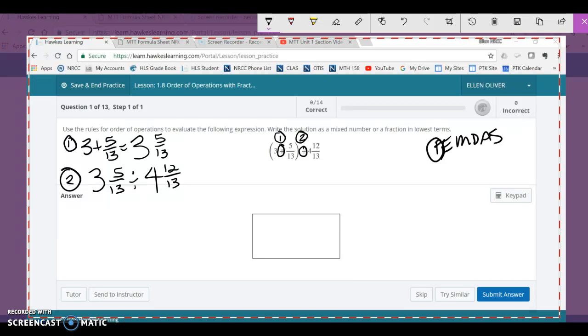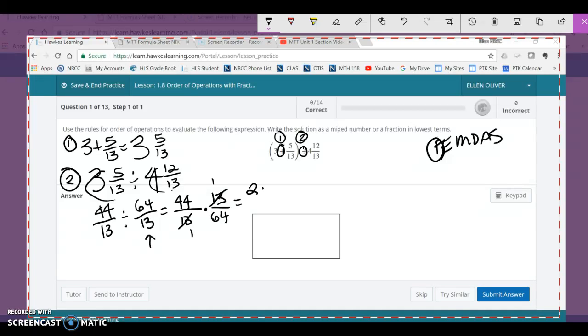I've got to change both to improper fractions, and then I have to invert and multiply. But remember, I don't actually multiply yet, I factor first. So this is 44 over 13 divided by, what's 13 times 4? 52, 64 over 13. So now I invert this guy and multiply. And fortunately, look, I have a 13 on the top and a 13 on the bottom. So before I go any further, I can go ahead and cancel them.